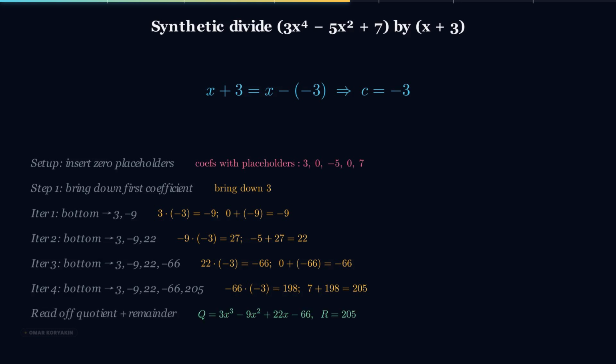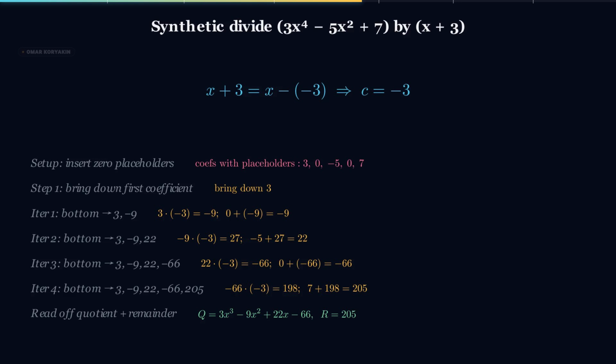Step 7. Read off the result. The last entry of the bottom row is the remainder 205. The first 4 entries are the coefficients of the quotient: 3, negative 9, 22, negative 66. The quotient is 3x cubed minus 9x squared plus 22x minus 66.